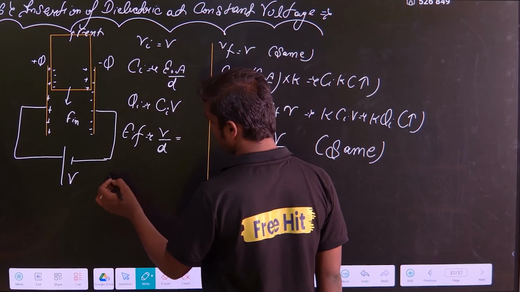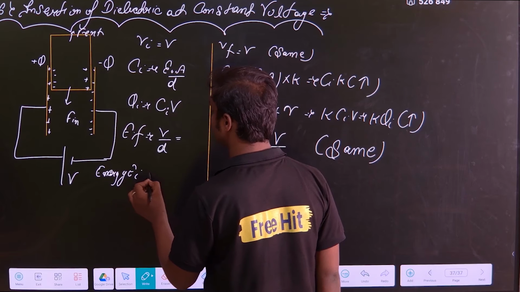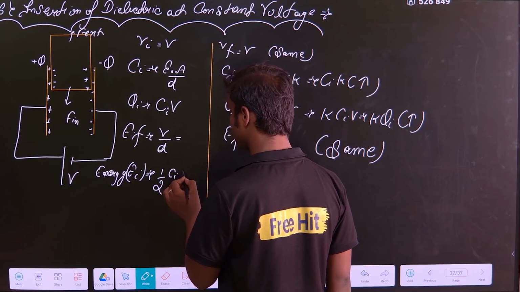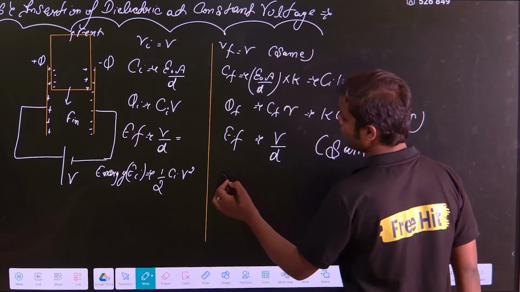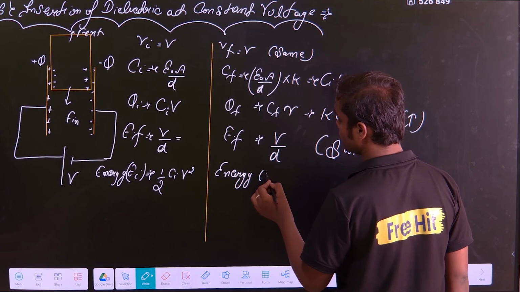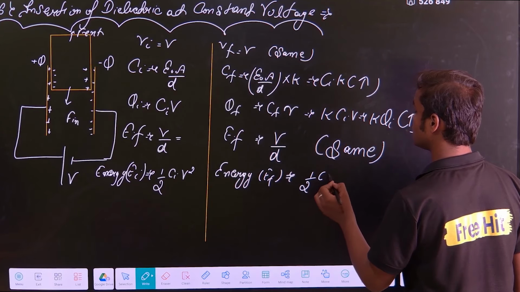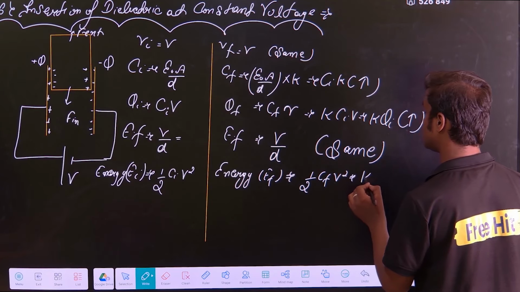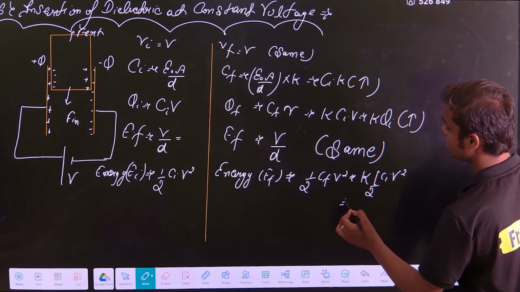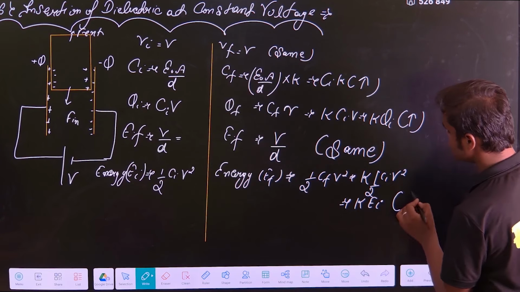Next is energy, a very important parameter. That is E initial, half C initial into V square. Correct? Now what is energy final? That is half C final into V square, that is K times of half C initial into V square, or you can say K times of E initial. Means my energy is going to increase.